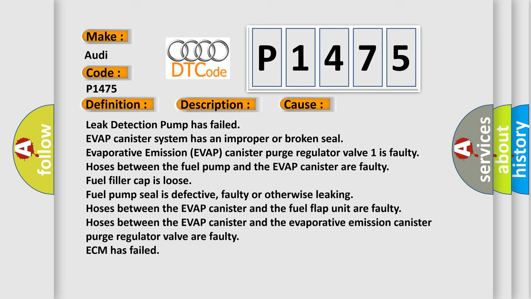an improper or broken seal, evaporative emission, EVAP canister purge regulator valve 1 is faulty, hoses between the fuel pump and the EVAP canister are faulty, fuel filler cap is loose, fuel pump seal is defective, faulty or otherwise leaking, hoses between the EVAP canister and the fuel flap unit are faulty, hoses between the EVAP canister and the evaporative emission canister purge regulator valve are faulty, ECM has failed.